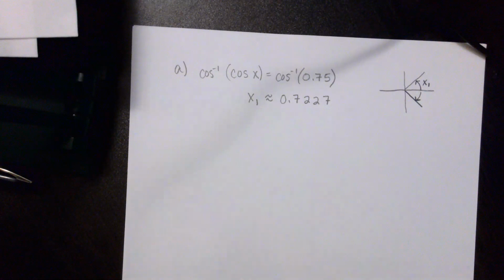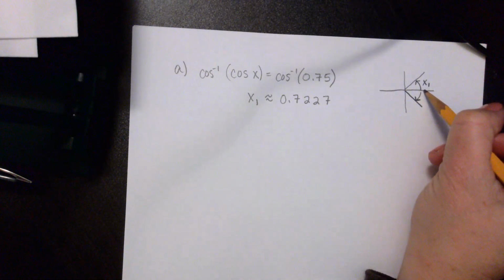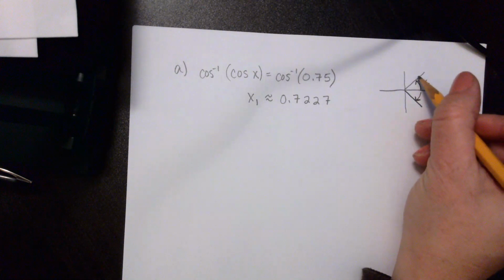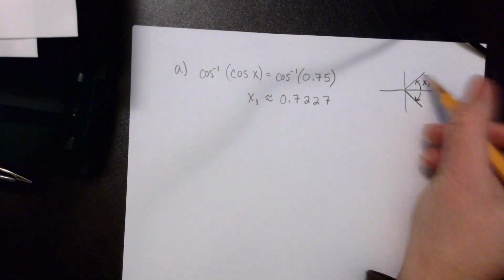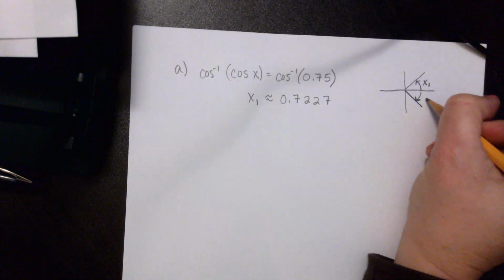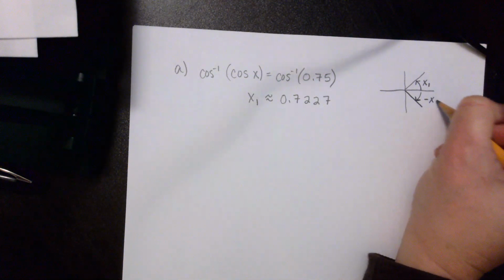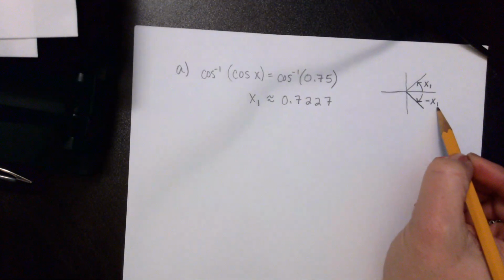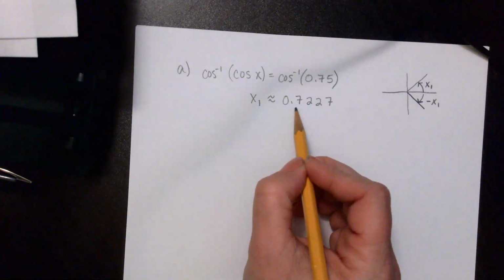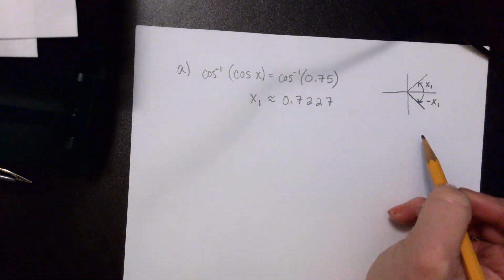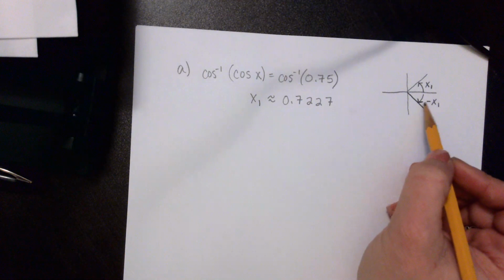Okay, so for me, thinking about this, the angle measure is x sub 1. That's going in a counterclockwise direction, so it's positive. If I go in a clockwise direction, that means this is negative x sub 1. Okay, so my problem is negative x sub 1, or negative 0.7227, is not going to be between 0 and 2 pi. So I need to think, how can I get that?